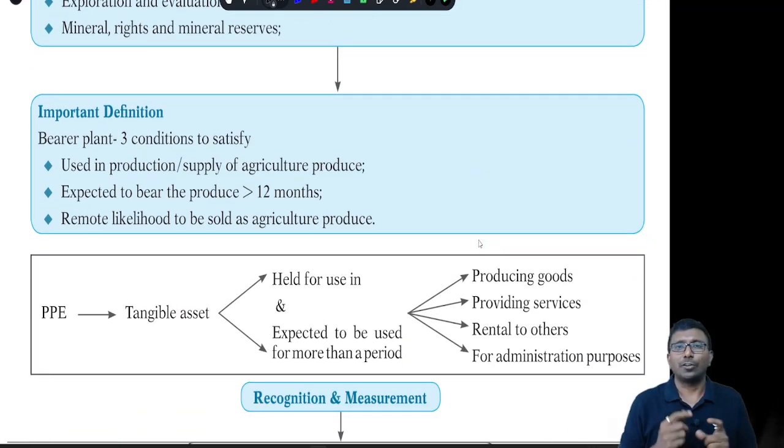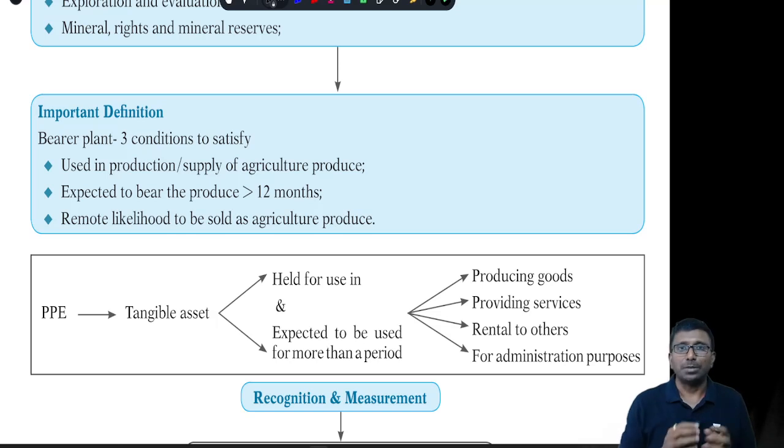When you want to say it's a bearer plant, you are supposed to satisfy three conditions. First, it should be used for producing or supply of agriculture produce. If you take a mango tree, then mango is the agriculture produce. It is held for producing the agriculture produce which it bears, where the useful life is more than 12 months, and there is a remote likelihood of selling it as agriculture produce. The tree itself will be sold, that is a rare circumstance. Under that circumstance, that biological asset will be treated as a bearer plant.